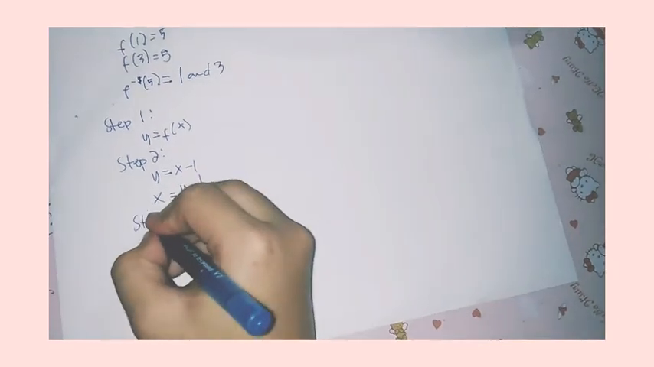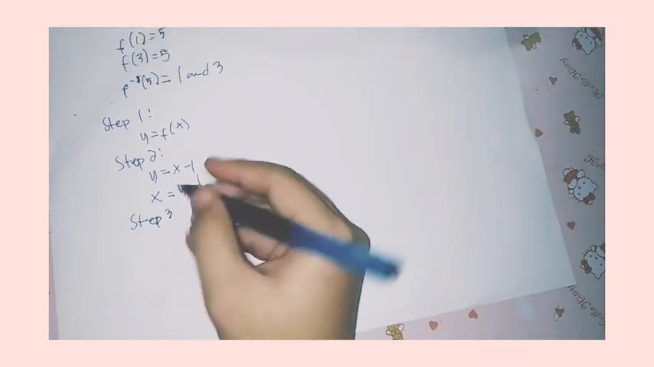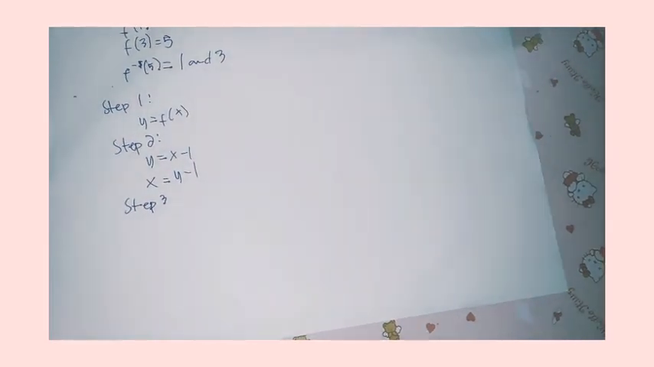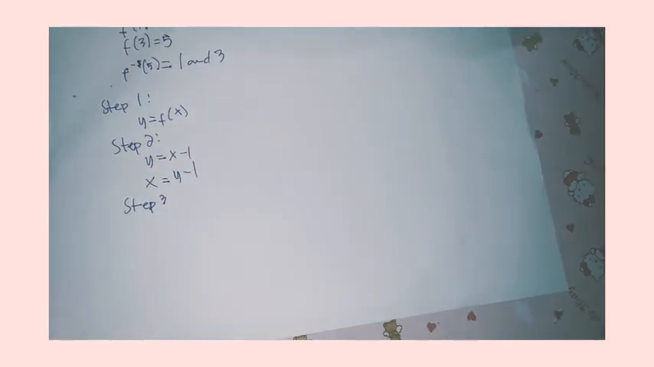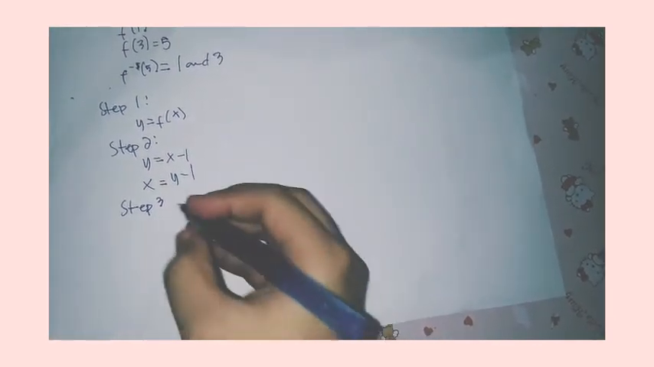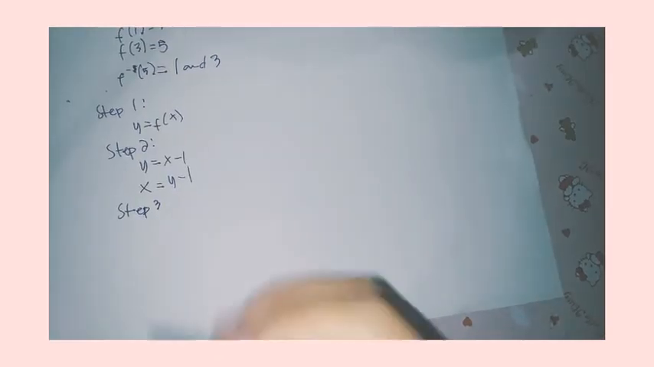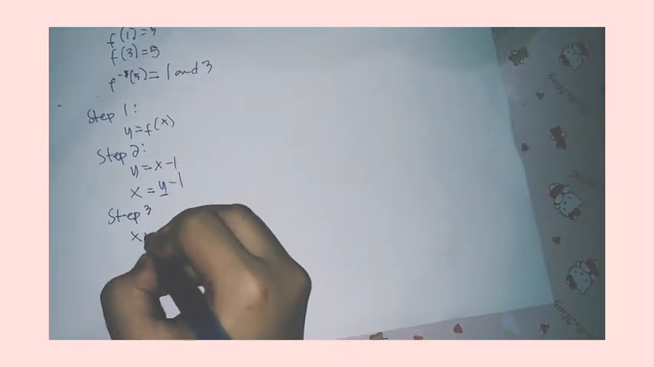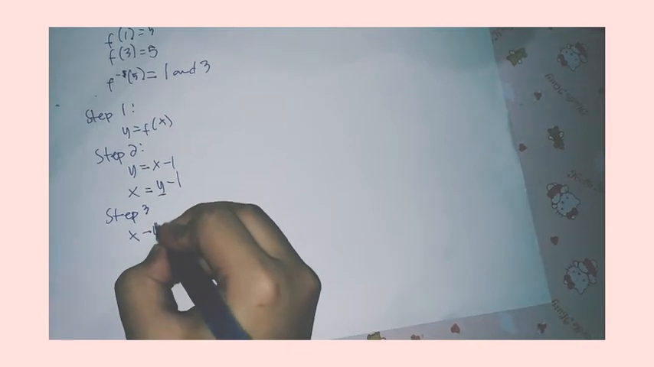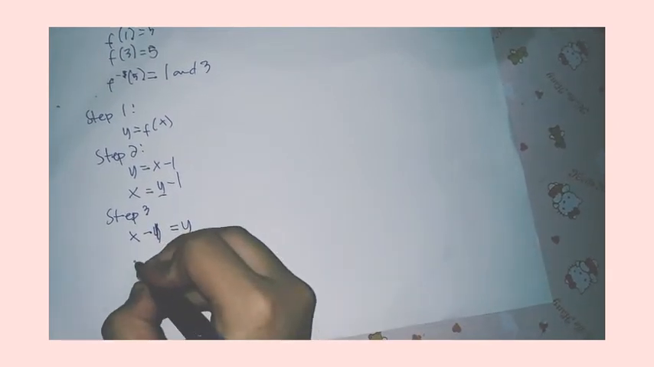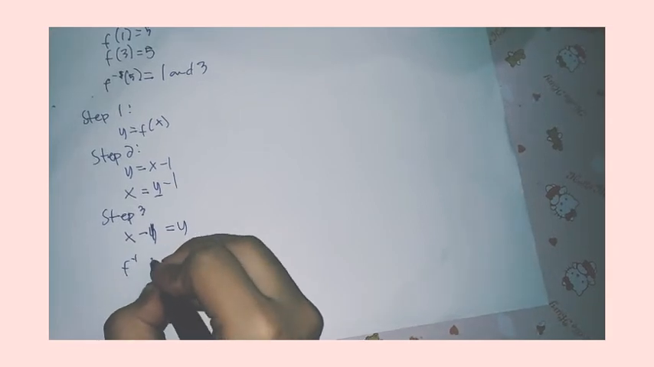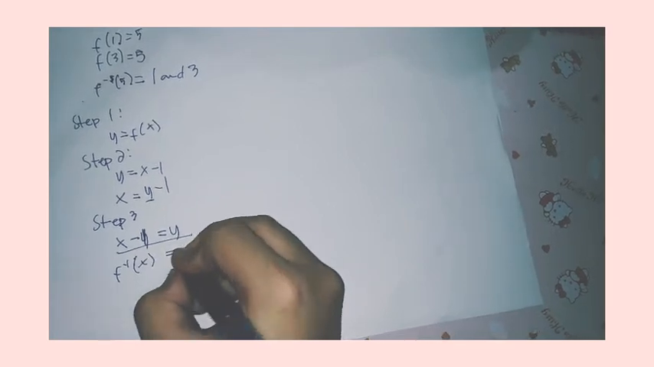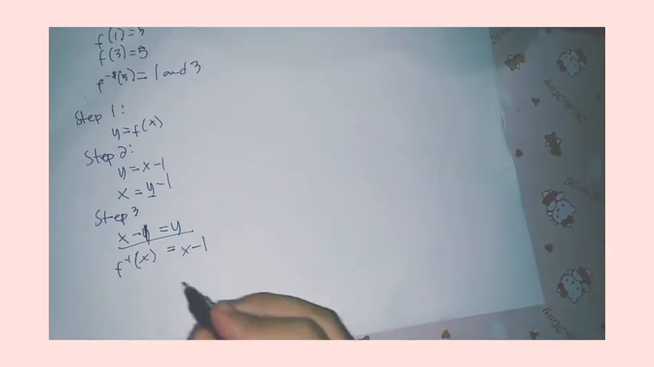Then step 3: solve for y in terms of x. Right? We got x, then we solve for y in terms of x. x minus 1 is equal to y. The inverse of this function is this one. The inverse of x is equal to x minus 1.